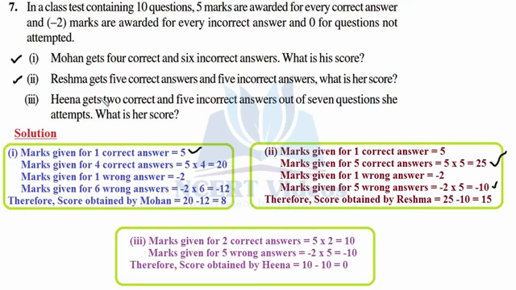Now Hina gets 2 correct and 5 incorrect answers out of 7 questions. So correct 2, therefore 10, and incorrect were 5. Therefore minus 10, because minus 2 into 5 is 10. Her overall score was 10 minus 10, which is 0. That is, she performed nothing. That was your last question, question number 7.